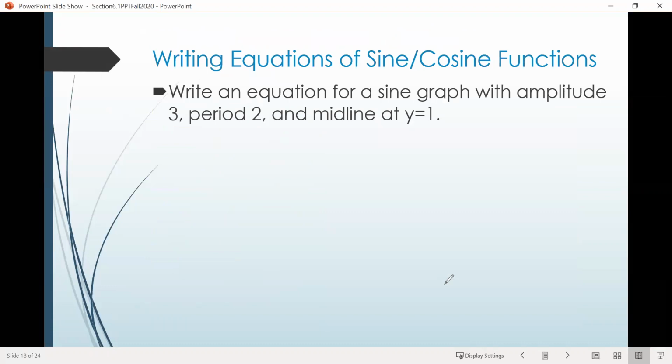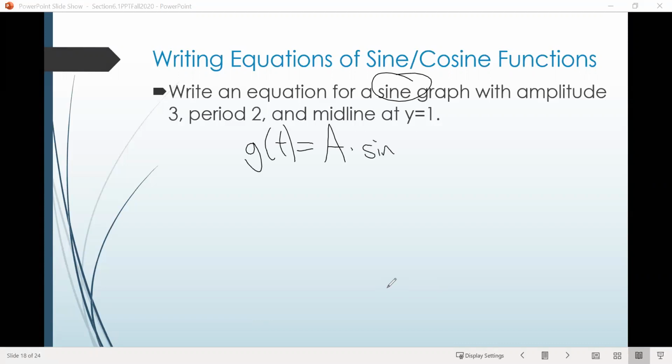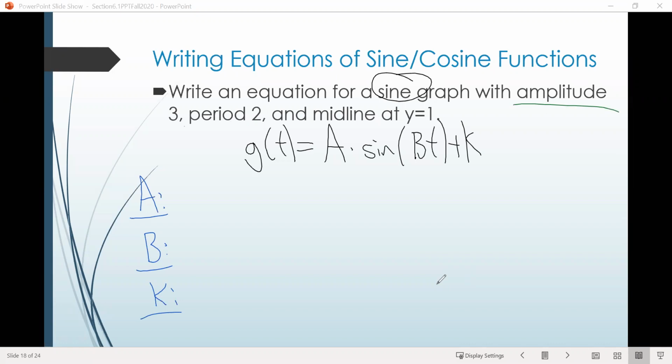Here we're asked to write an equation for a sine graph that has an amplitude of 3, a period of 2, and a midline at y equals 1. So here, because we're told that we're writing the equation of a sine graph, then we know we're going to use the general form for a transformed sine equation, which would be g of t equals a times sine of bt plus k. And just like the one we just did, we want to identify all the important information before we start writing the equation. So first, the value for a, well, we know that comes from the amplitude, and we're told here that the amplitude is 3, so we know that.